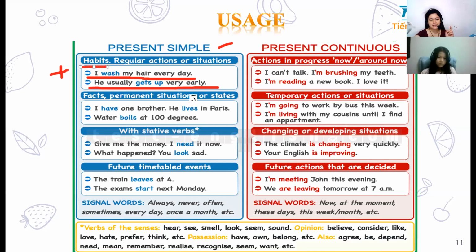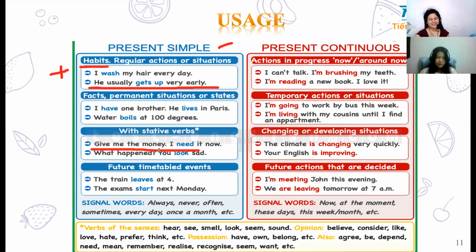Now, here's the example. I have one brother. He lives in Paris. Now, that is true. Okay. Now, for your case, do you have a brother, Anne? Yes, I have a younger brother. So it's a fact for you that you have a younger brother. So it's true.